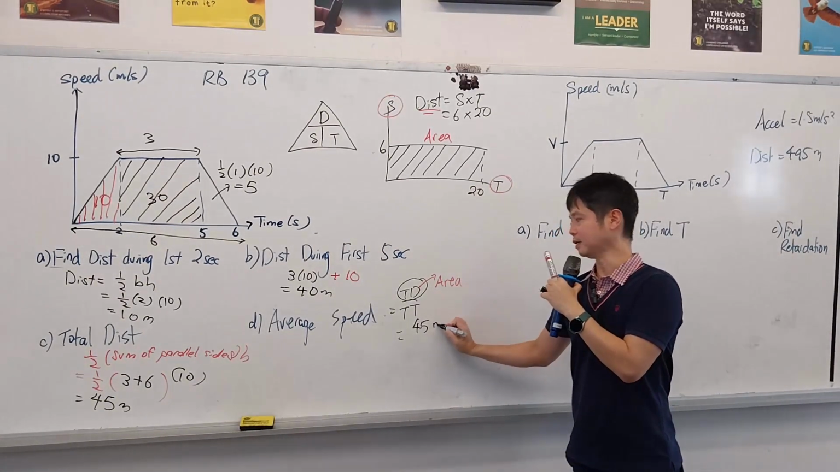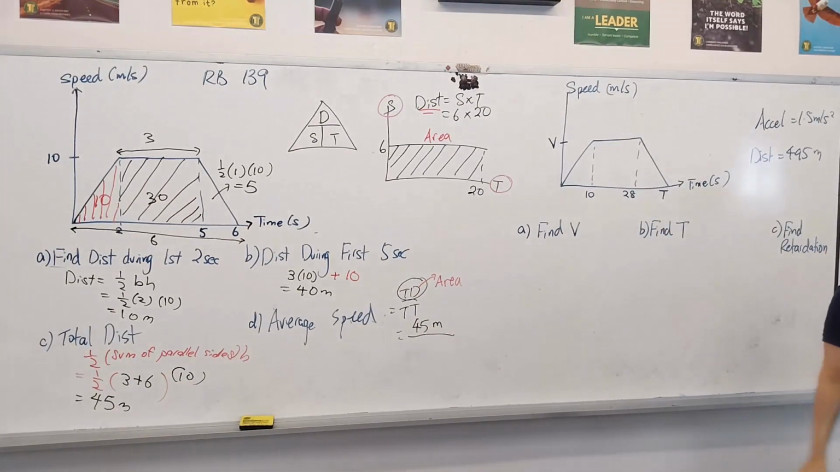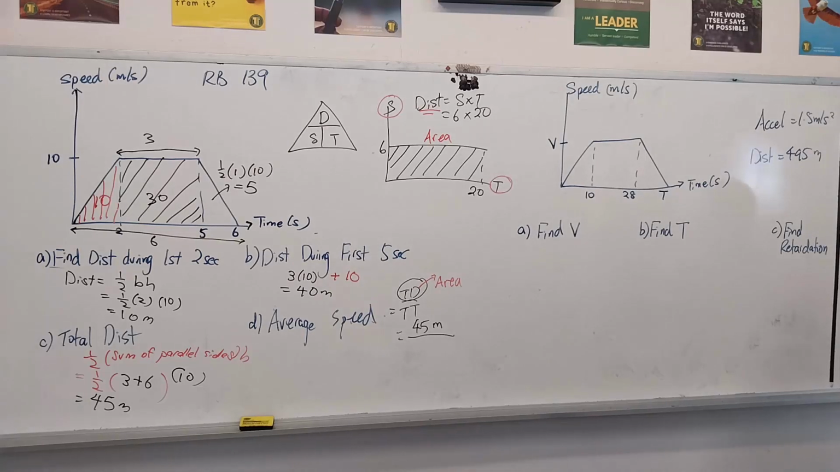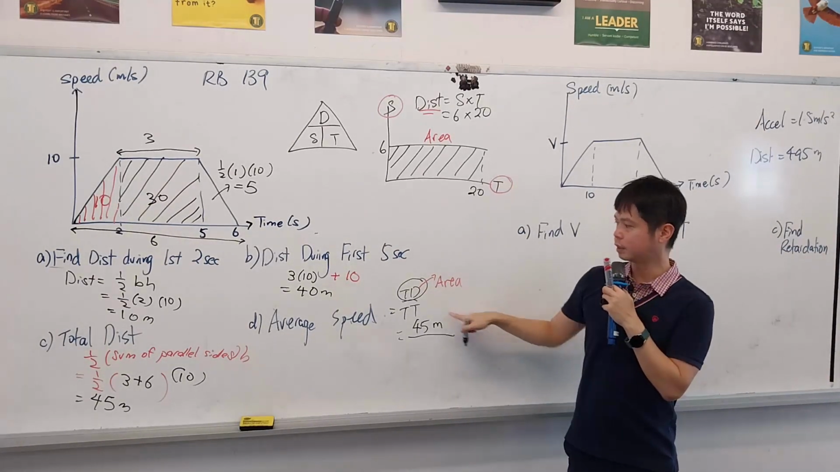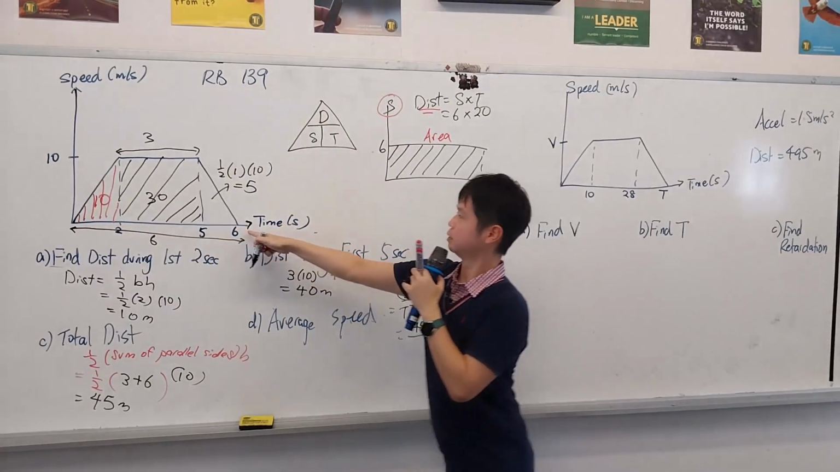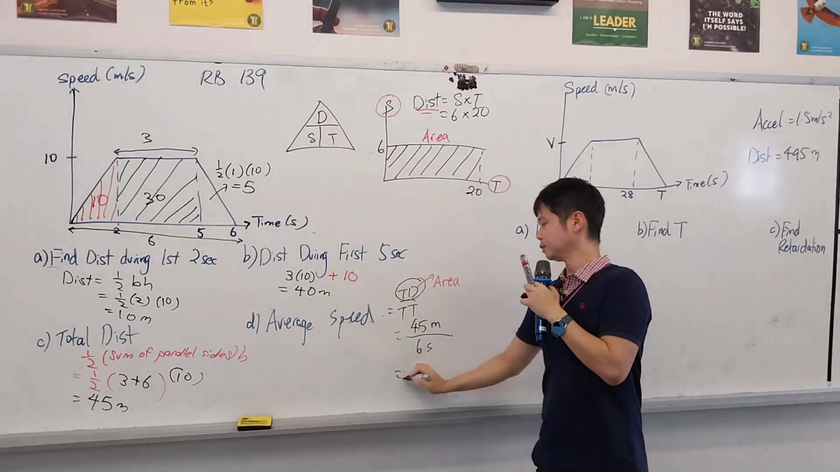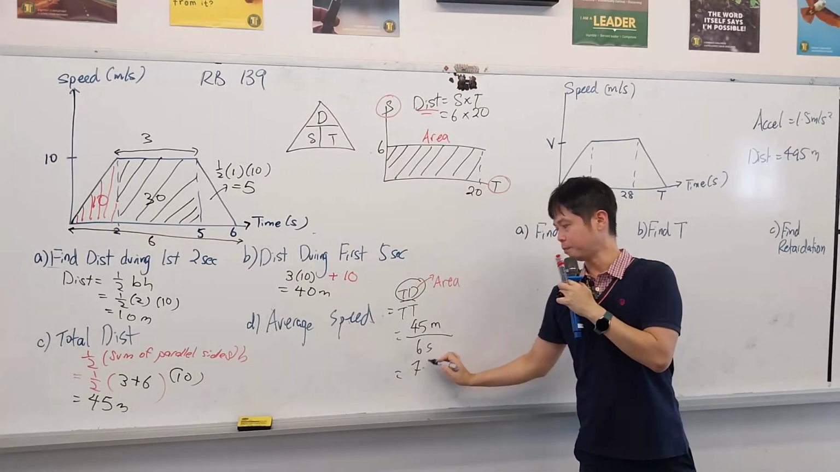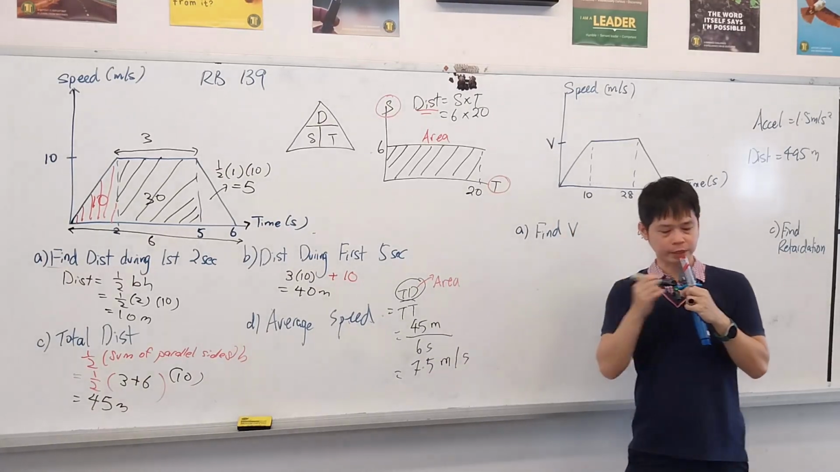Very good. Meter. I put the unit here once only. Next time I won't put any more. You all know that in working you don't put units, right? Because it looks like algebra, cannot put unit. I just put here for you to see something later. Now the total time. 6 seconds. So this one will be 7.5 meters per second.